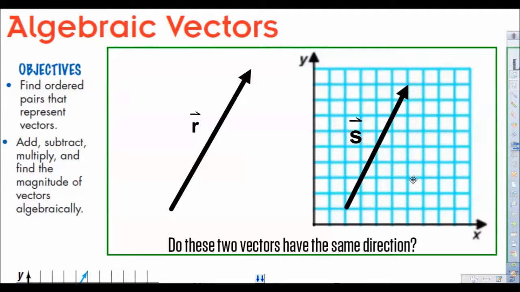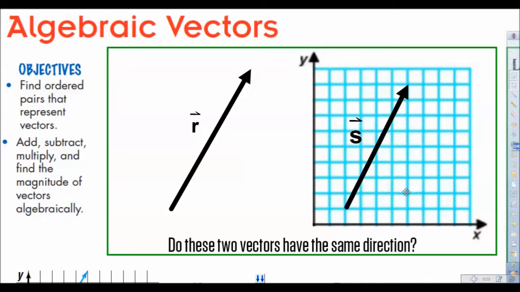Okay, so 8-2 algebraic vectors. This is changing the pace a little bit from geometric vectors, and now with algebraic vectors we're going to be taking a look at how vectors can be represented using an XY coordinate plane, and how in a lot of cases putting it on an XY coordinate plane actually makes the work a lot easier.